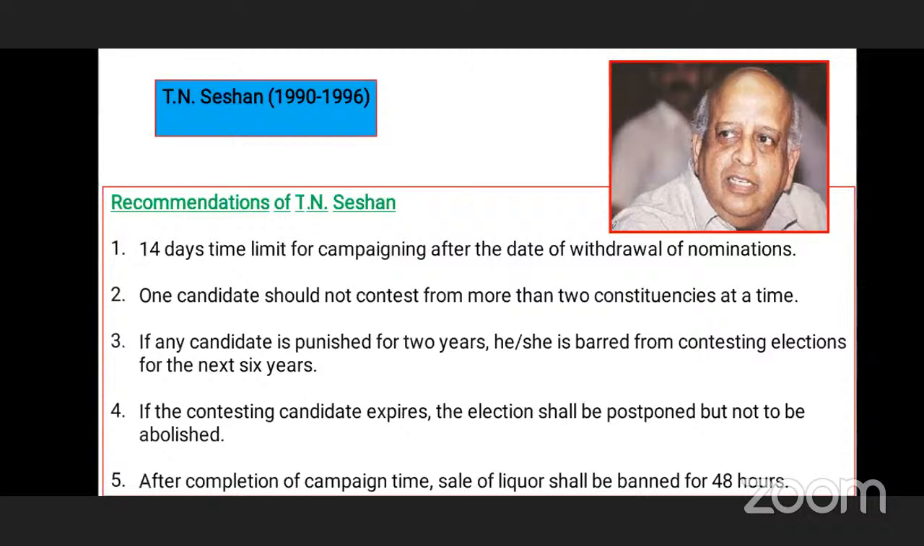If the contesting candidate expires, that means if the contesting candidate dies, the election shall be postponed but not abolished. For example, if anyone contesting in the election after nominations accidentally dies, that election shall be postponed but not abolished.